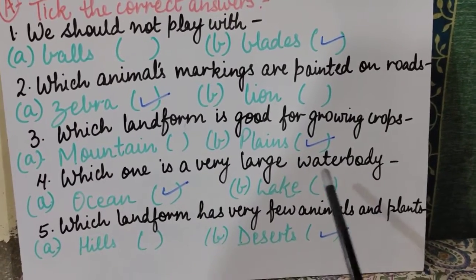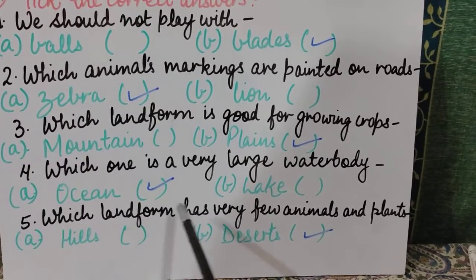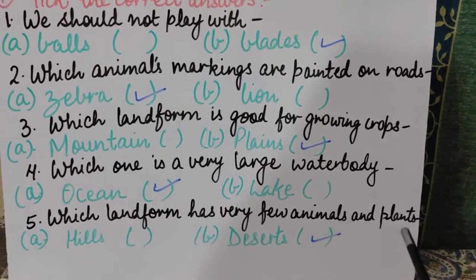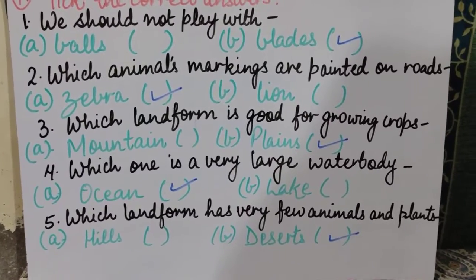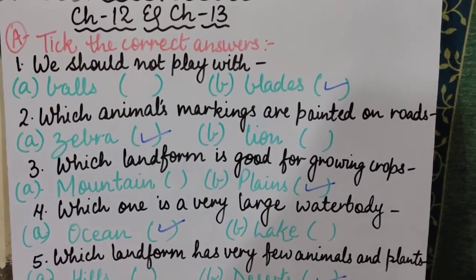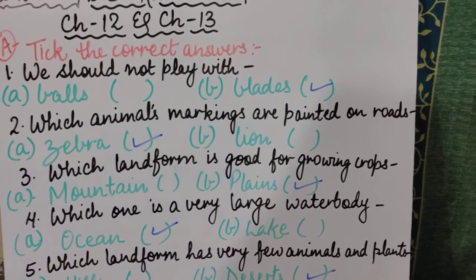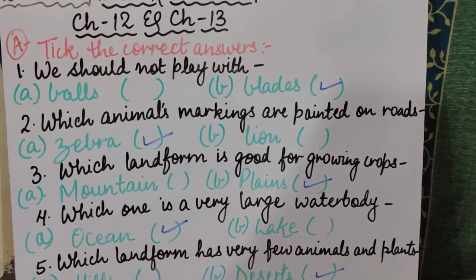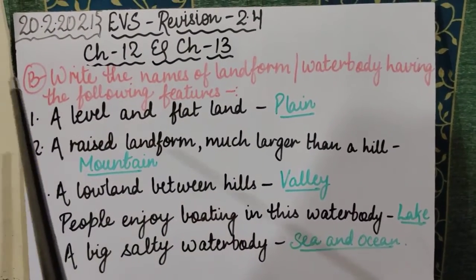Fourth question, which one is a very large water body? 2 options are ocean and lake. Correct answer is ocean. And in the last 5th question, which landform has very few animals and plants? 2 options are hills and deserts, and the correct answer is deserts. So children, I hope you all have understood this exercise very carefully, very nicely. And now moving towards our second exercise, that is part B.